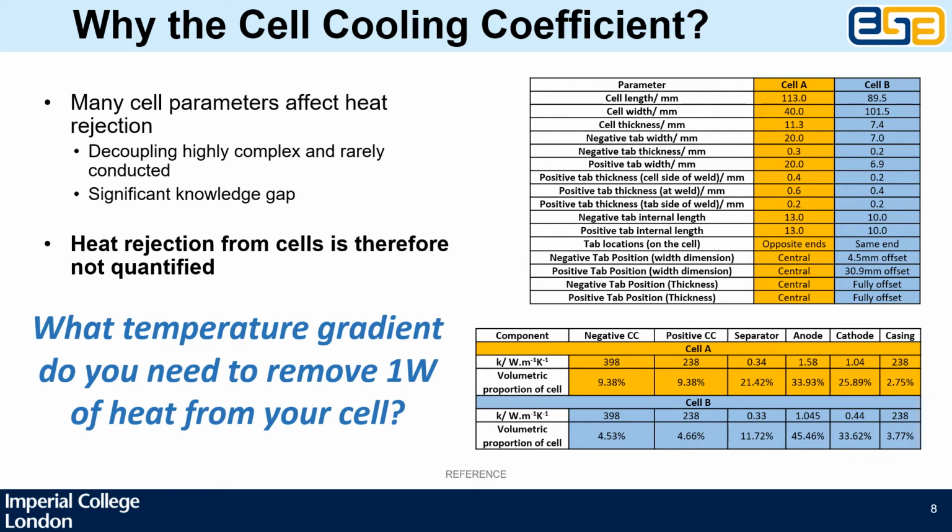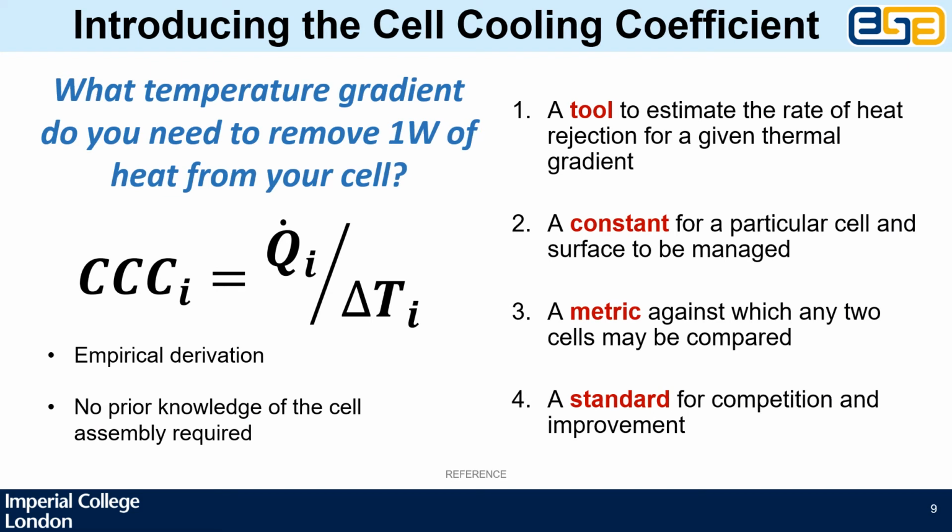What we really need to know is what temperature gradient would be required across our cells to remove a certain amount of heat. And so the cell cooling coefficient is designed to provide exactly this information. We divide the rate of heat rejection from the cell by the temperature gradient incurred across it.